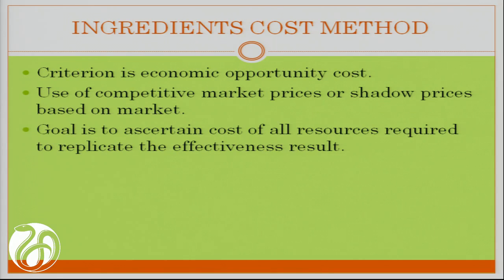We use what we call the ingredients cost method. It's just a fundamental economics approach, okay? And our criterion is a single criterion that we try to meet, and that is the economic opportunity cost, which I think most of you know technically means the value of resources in the best alternative use. We're using them this way. What are we giving up? What are we sacrificing? We use competitive market prices or shadow prices largely based on the market.